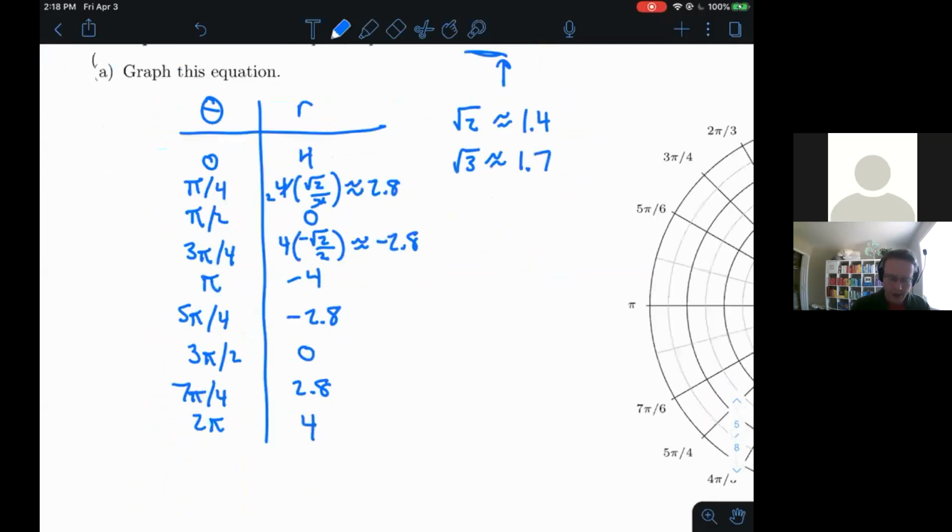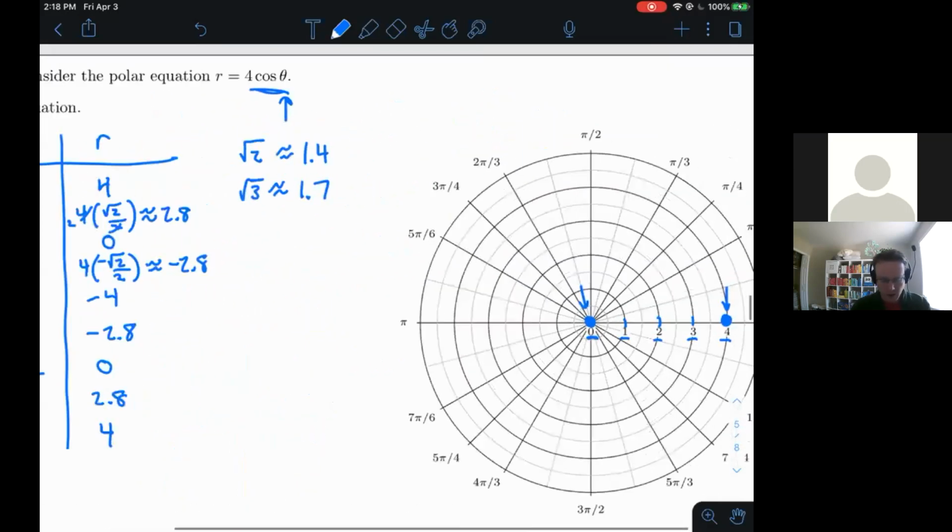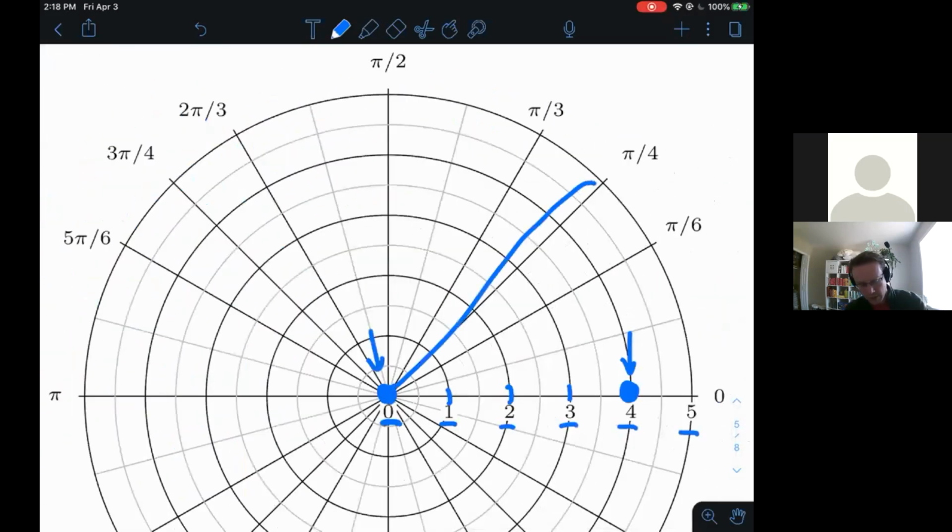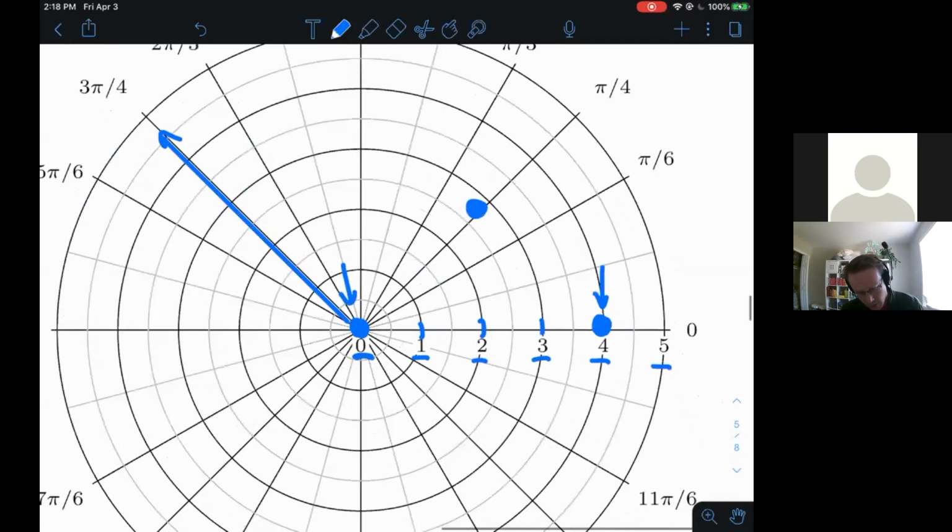So now let's go ahead and map these. If I'm looking in the pi over 4 direction, I need to take 2.8 steps out from the origin. So something like this. Oops, let's go ahead and erase that. If I'm looking in the 3 pi over 4 direction, I need to actually go backwards along this 2.8 steps. So 2.8, maybe around here.